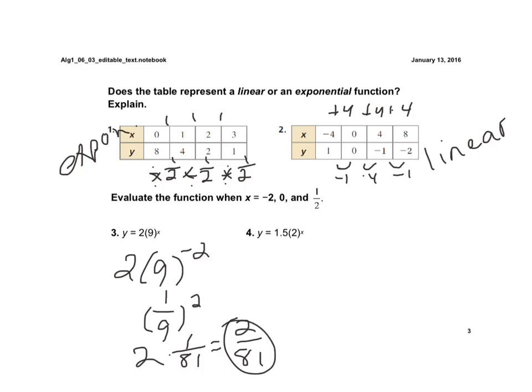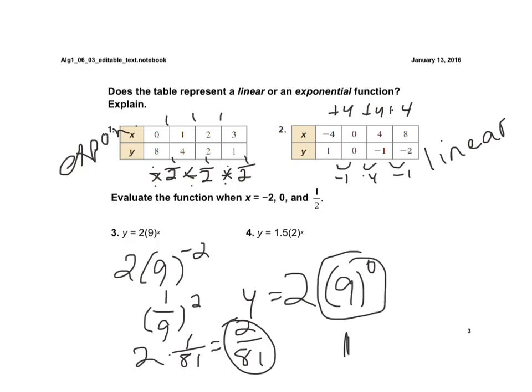And if I plug 0 in, well, 2 times 9 to the 0 power. Anything to the 0 power is equal to 1. So this is 2 times 1, which is 2.